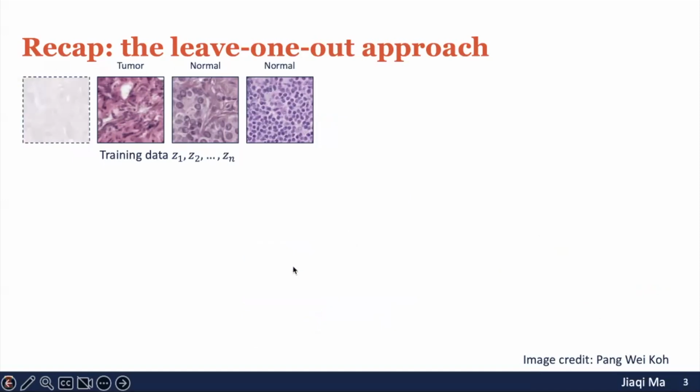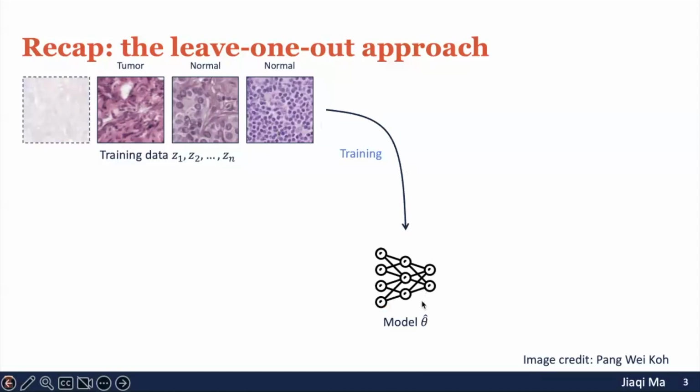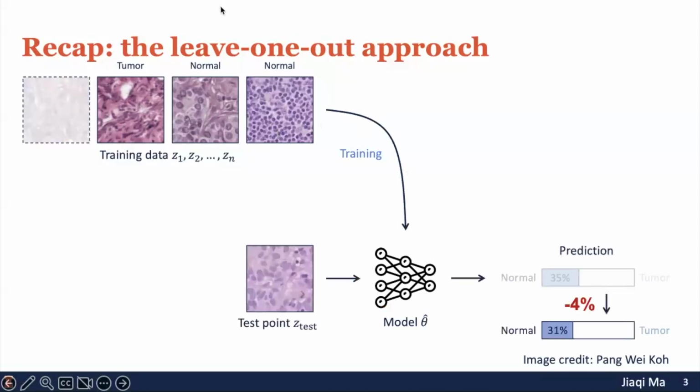The leave one out works as follows. We first remove one training data point from the dataset, and then retrain the model on the remaining data points. And finally, observe the change of the model predictions. If the change is significant, then that means the removed data point was influential on the original model. And we can do this repeatedly to each of the training data points to measure their influence.